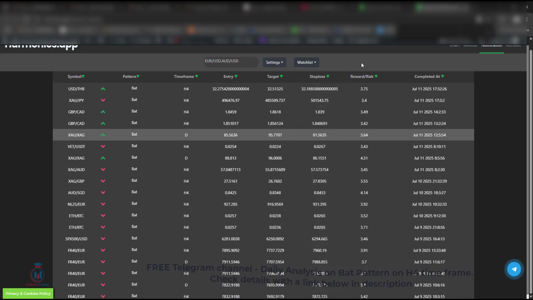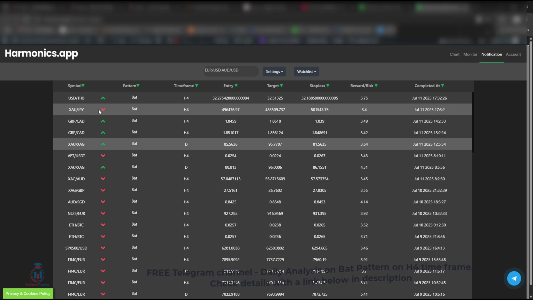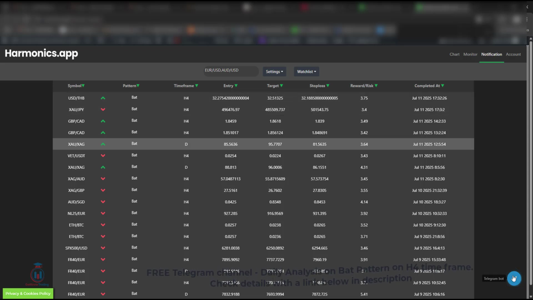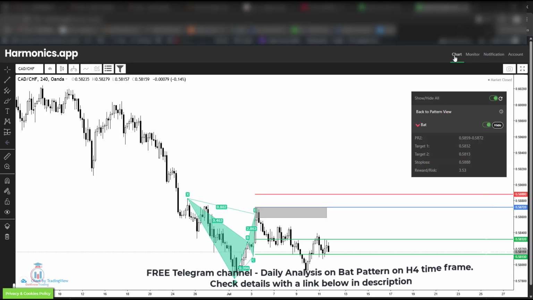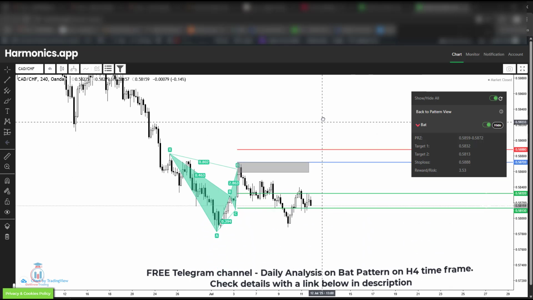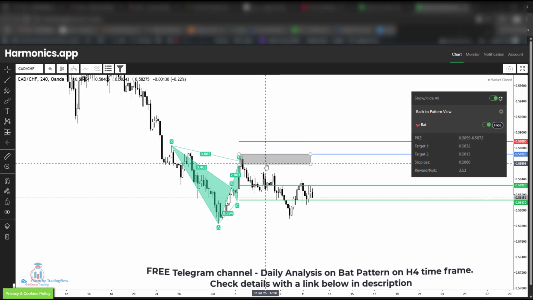When this scanner, Harmonic App Scanner, detects one of these patterns, in this case only the bat pattern, bullish or bearish, it will be listed here, and you will receive a notification on the Telegram that there is a currently active bat pattern on the chart. You will get a link, so when you click the link, you will immediately go here to the chart, and you will see this pattern shown on the chart with this small window which shows you the potential reversal zone, which is a gray area here.